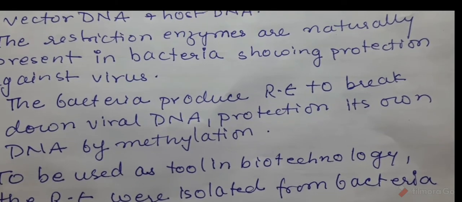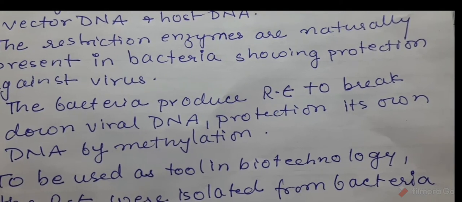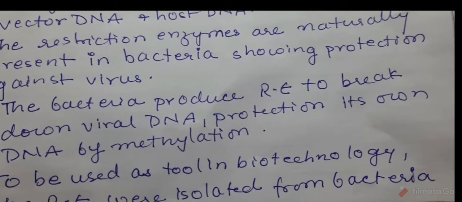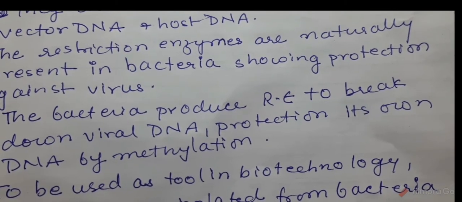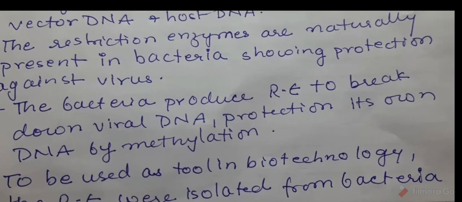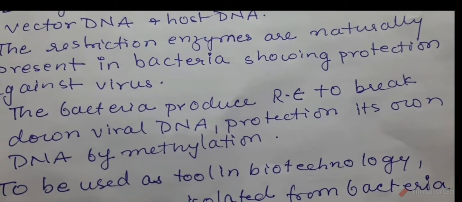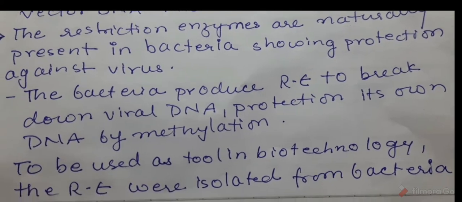How is it protecting its own DNA? By methylation of DNA. So the restriction endonucleases could not recognize the bacterial DNA, whereas the viral DNA which is present in the bacteria is degraded. This is how resistance against the virus is provided to bacteria. So this is how they occur naturally.